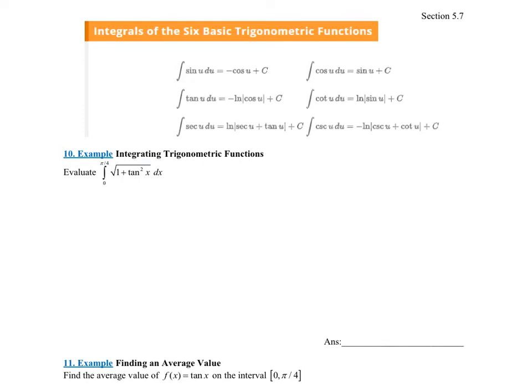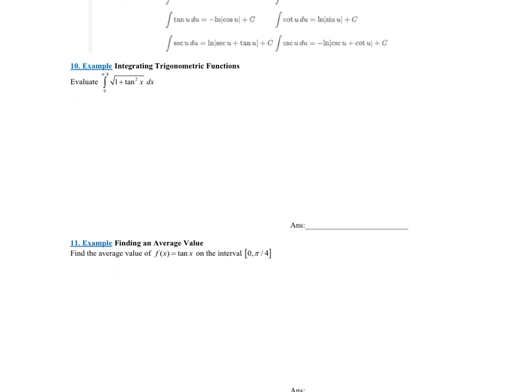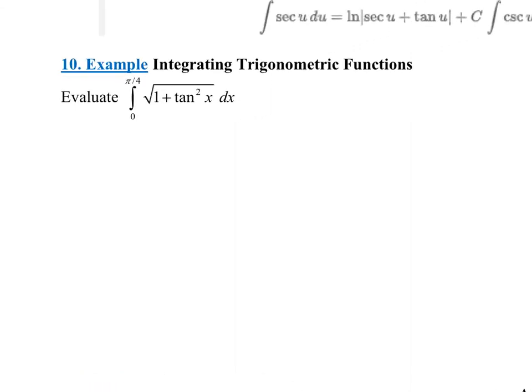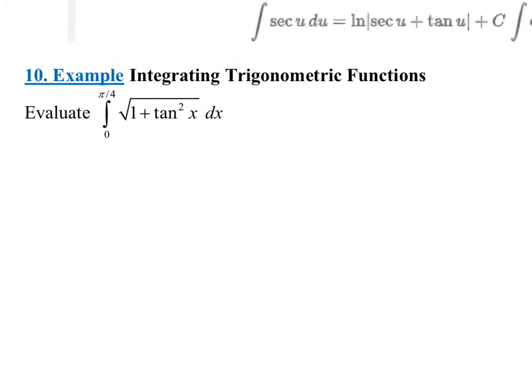Okay? So let's finish up by doing a couple more problems here. What we want to do is find some definite integrals using these trigonometric functions, or transcendental functions is what the book calls them. So let's see if we could do this one right here. Example 10 says evaluate the integral from 0 to pi over 4 of the square root of 1 plus tangent squared of x dx. So what's the key here?